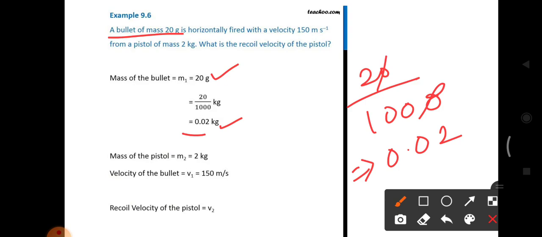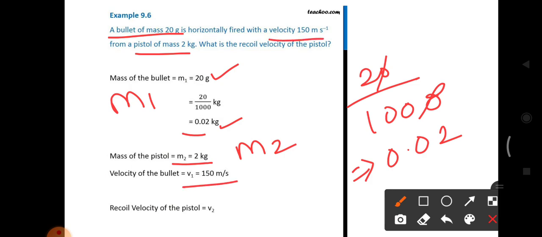Then next, the mass of the pistol is 2 kilogram. So m2 is taken as 2 kilogram. The mass of the bullet is m1. The velocity of the bullet v1 is 150 meter per second. And the recoil velocity of the pistol v2 we have to calculate.